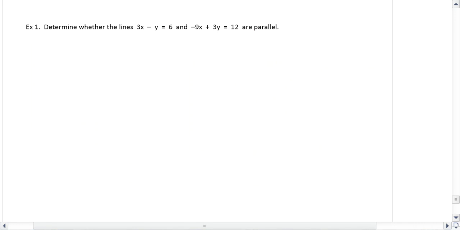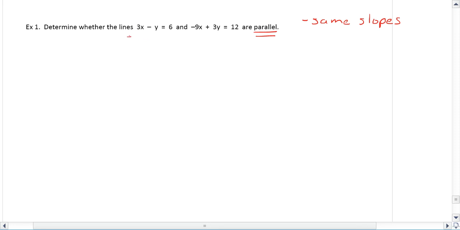In this first example, we are asked to determine whether these two lines are parallel. And just so we know what the strategy is, if they are parallel, they would have the same slopes. So if we find the slope of both lines and compare them, if they're the same slopes, we would say yes, they're parallel. If they're different, we would say no. The easiest way I can think of to find the slope is to change both of these to slope-intercept form. In other words, solve both of them for y.